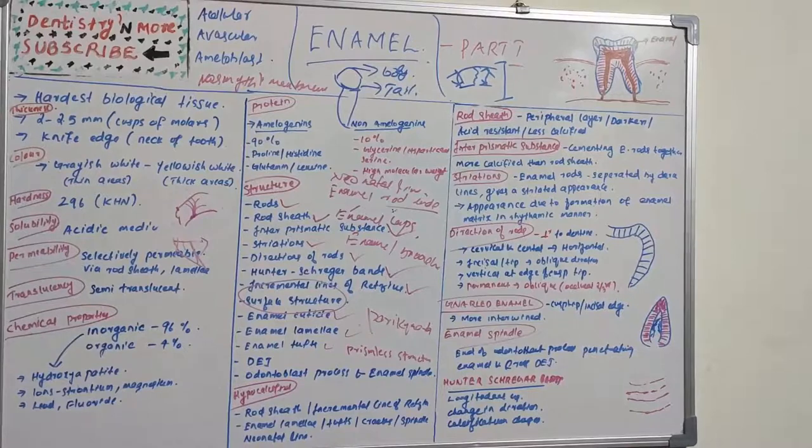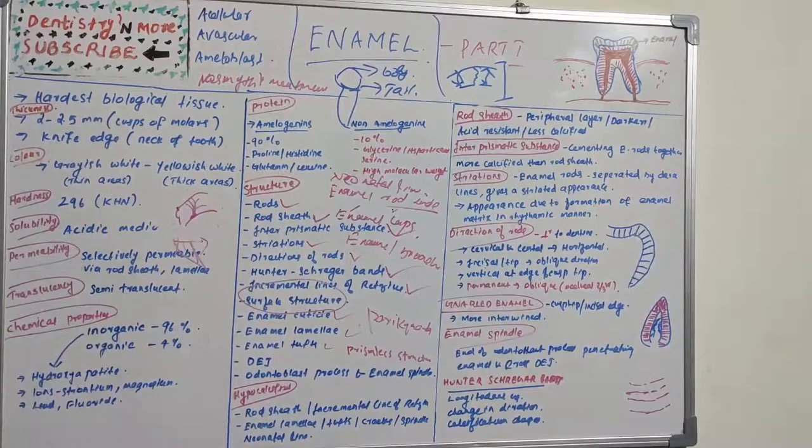Their presence and development are consequences of an adaptation to the spatial condition of enamel. That is an adaptation mechanism. The significance of enamel tufts is that they prevent enamel fracture.